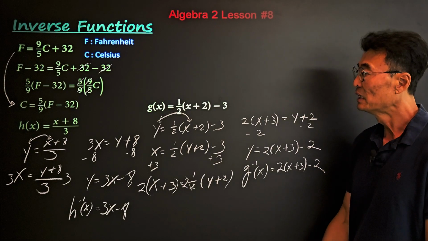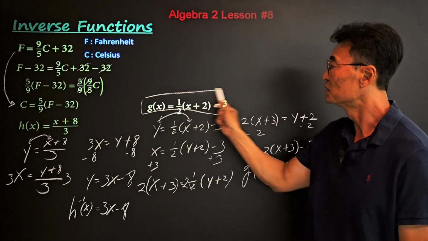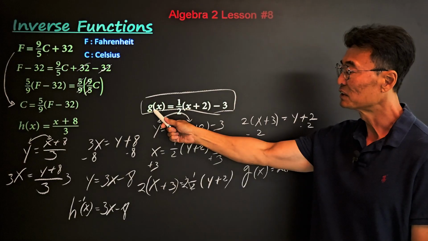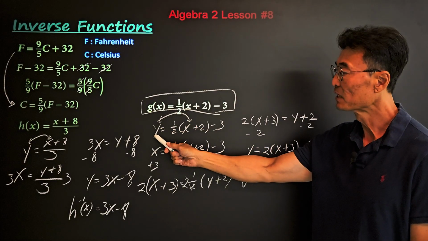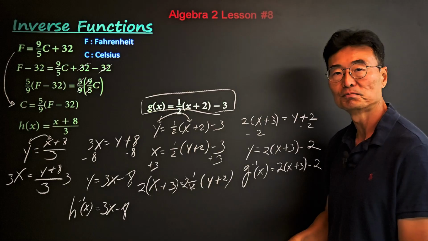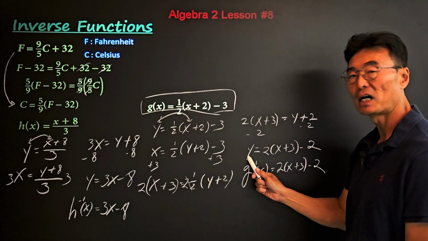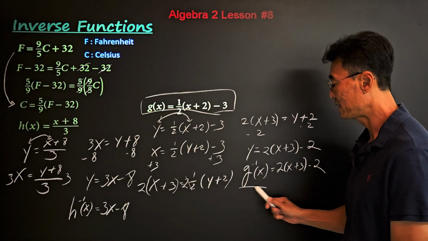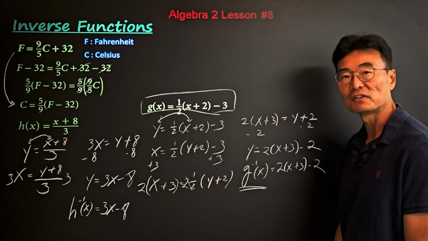There you go, folks. If we start with the g of x function, like so, we want to first change that g of x into y, swap the x and the y values, and then solve for y in terms of x. And don't forget to rewrite that y as g inverse of x.